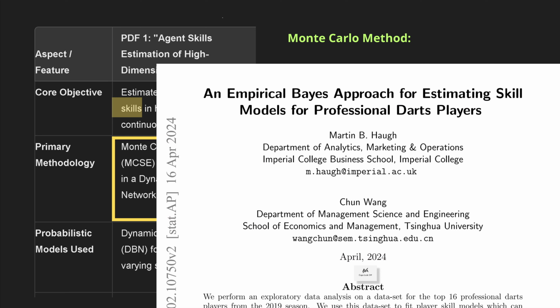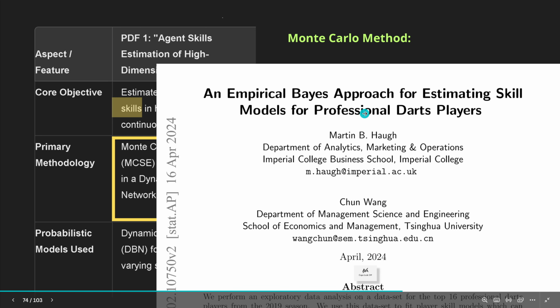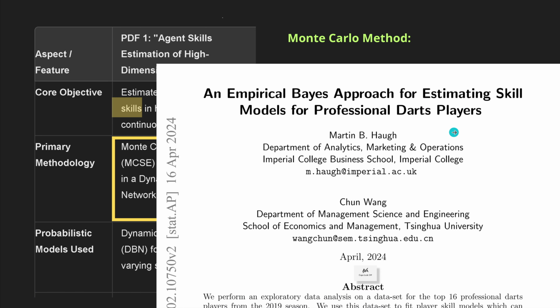If you want another kind of introduction, I would like to recommend two papers. This paper is called An Empirical Bayes Approximation for Estimating the Skill Models for Professional Dart Players. And hey, here we are, a professional dart. This is just a two-dimensional problem, no? We just have an X and a Y elongation of the dart, so where our darts could fly. So very nice, mid of April 2024.